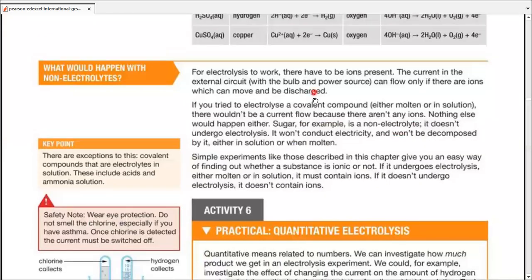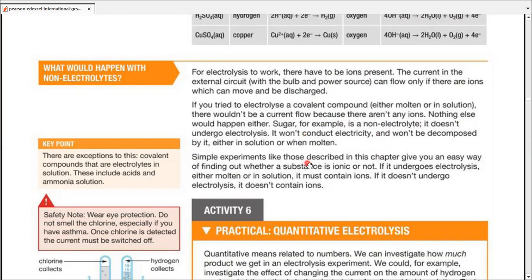What would happen with non-electrolytes? It's pretty simple. For electrolysis to work, there must be some ions. In case of non-electrolytes, either they are in molten form or in solution form, there are no ions. For example, sugar. Sugar has complete molecules. It's a non-electrolyte. It does not undergo electrolysis. They won't conduct electricity, and electrolysis won't be possible.